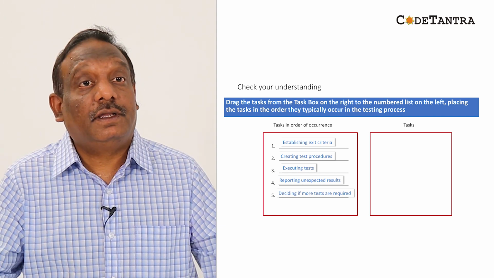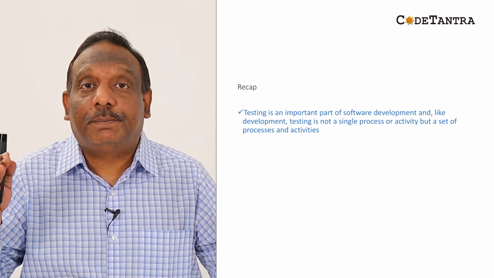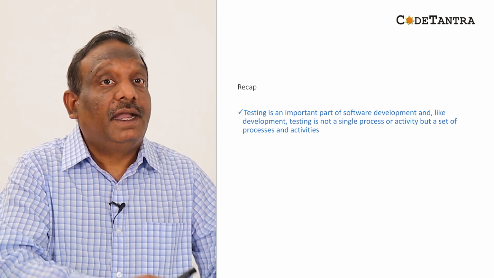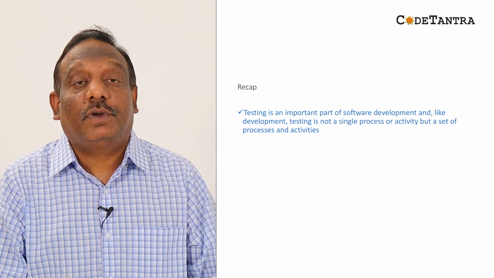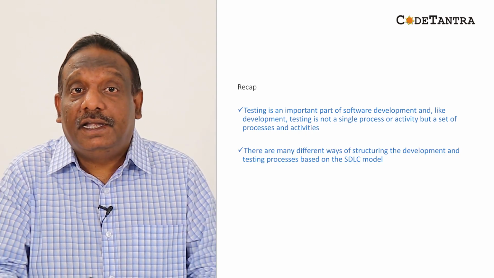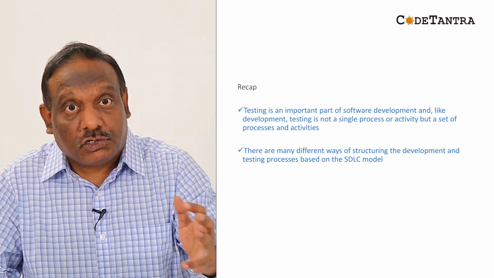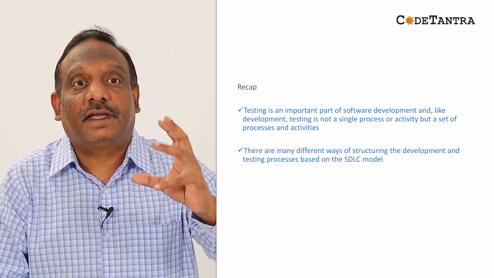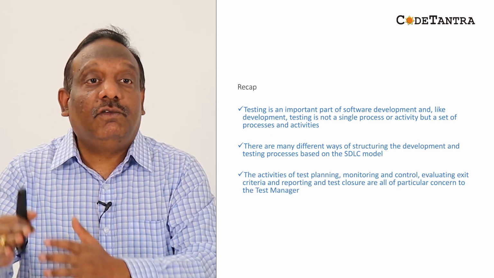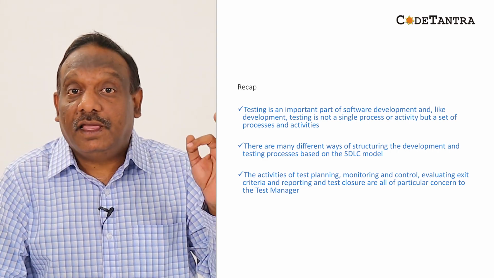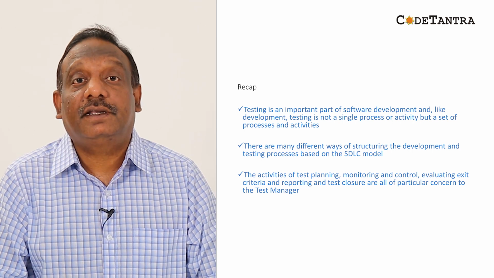So hope you have enjoyed this session. Before we move on, let's quickly recap what we have learned. Testing is an important part of software development, and like development, testing is not a single process or activity, but a set of processes and activities. That's what we talked about when we covered the fundamental test process. The second point is that there are many different ways of structuring the development and testing process based on the SDLC model. If it is a concurrent process model, we can tweak the testing process to suit the concurrent nature of the SDLC model. The third point is that the activities of test planning, monitoring and control, evaluating exit criteria and reporting, and test closure are all of particular concern to the test manager. We will put more emphasis on them in the subsequent lessons. So hope you have enjoyed this session. Learn and have fun.